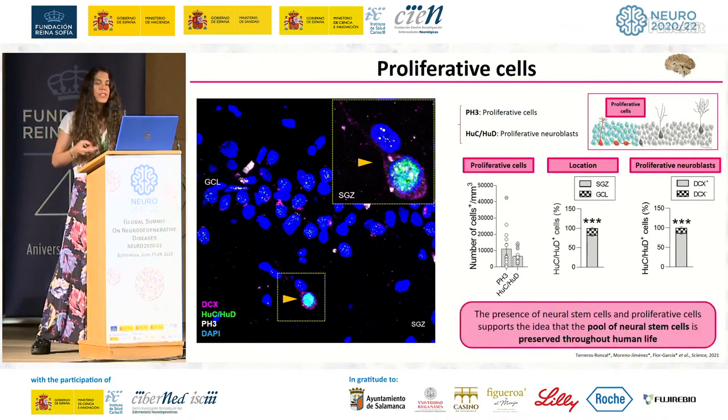So with all these results, we can say that the presence of neural stem cells and proliferative cells supports the idea that the pool of neural stem cells is preserved throughout life.